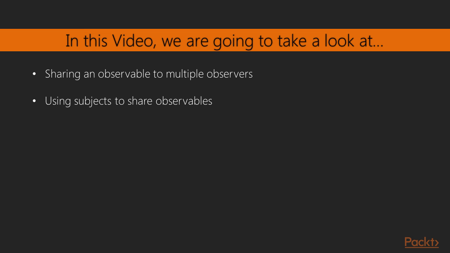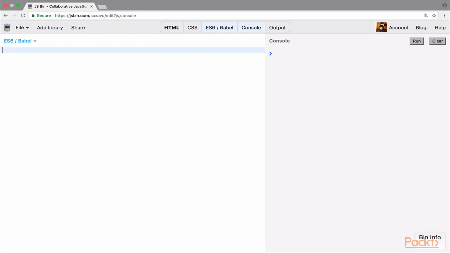In this video, we are going to see how we can share an observable to multiple observers and how we can achieve this using subjects. So let's get started. Let us start by creating an observable. We'll call it main observable and we'll make it an interval of 1 second and we'll take the first 5 values. Now let's create 2 observers to get data from it.